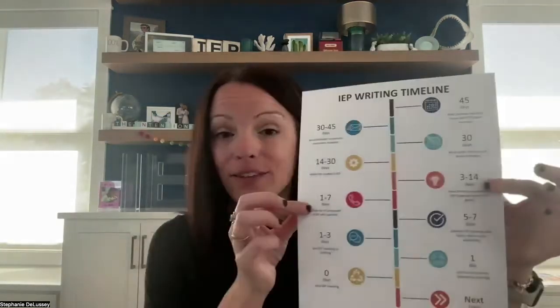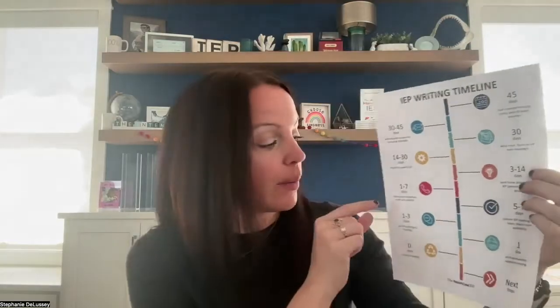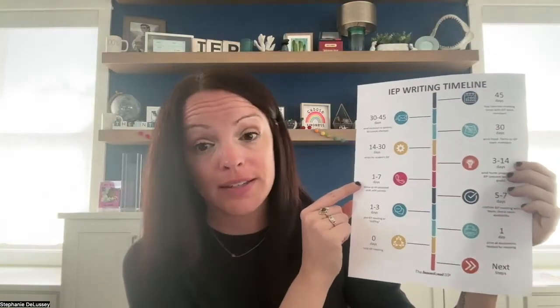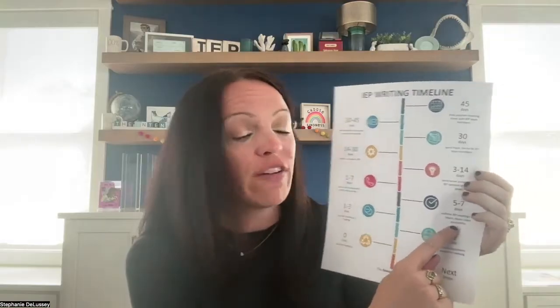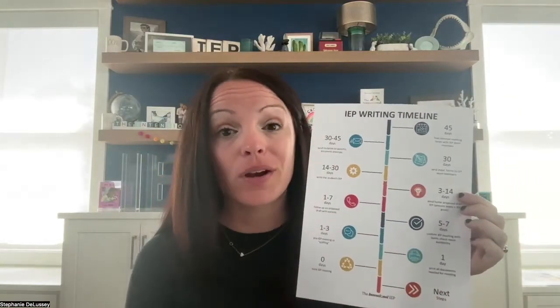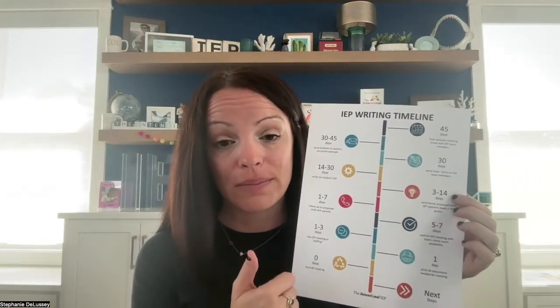So we've talked about sending the draft. We've then talked about following up with the parents with the draft IEP. So 5 to 7 days out from that IEP meeting, we're going to confirm the IEP meeting again with all team members, and we're going to schedule the room availability.